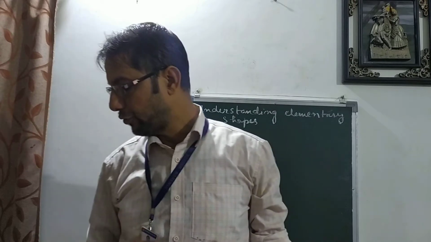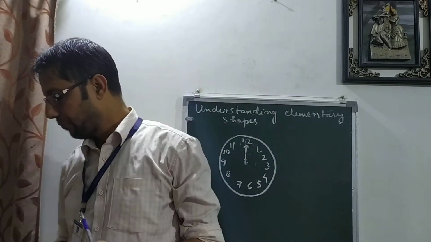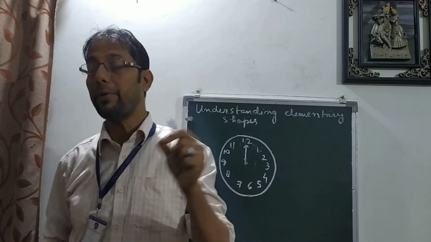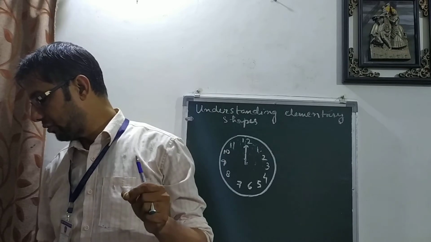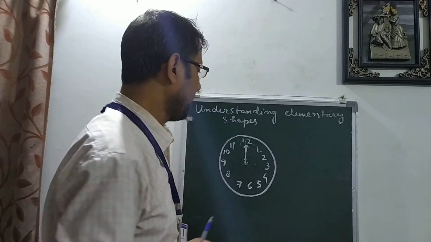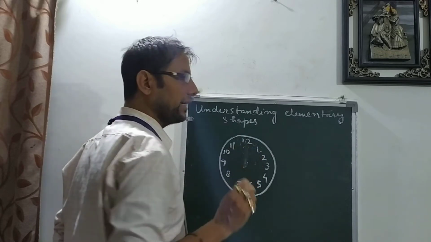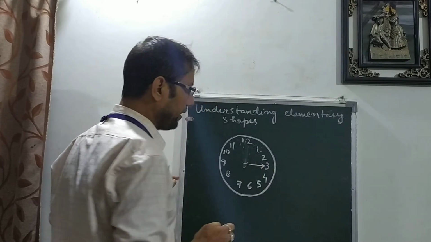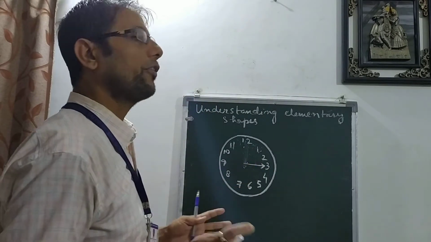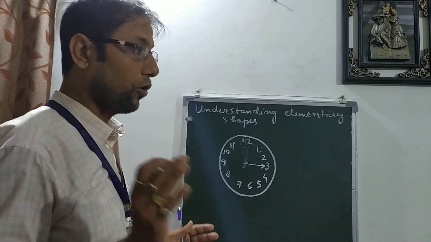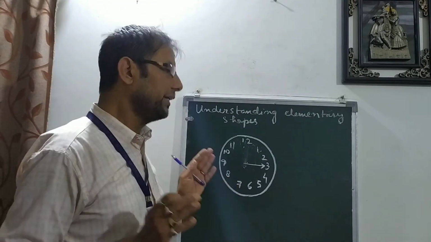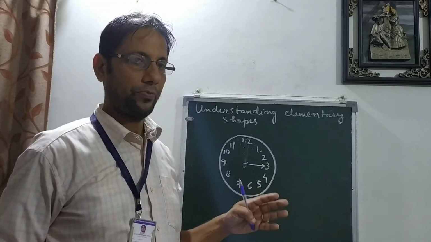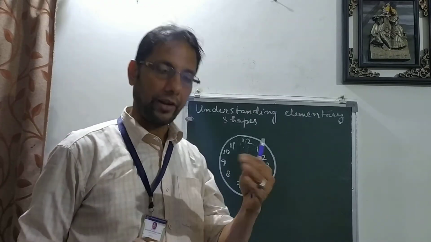Now students, I am taking the first question from the textbook to explain. What fraction of a clockwise revolution does the minute hand of a clock turn through when it goes from 3 to 9? It is said clockwise, remember. When the minute hand of a clock goes from 3 to 9 clockwise, what fraction of a revolution is it?